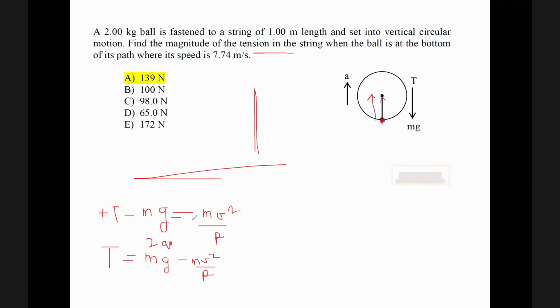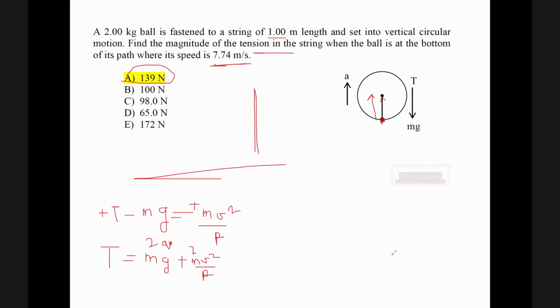This is positive, right? Why would the mass be 2 kilogram? Well, v is given as 7.74. The radius is 1 meter, the length of the string itself. When you substitute 2 times 7.7 squared over 1, you get 139 newtons. Is it difficult? It's not difficult. You just have to know.